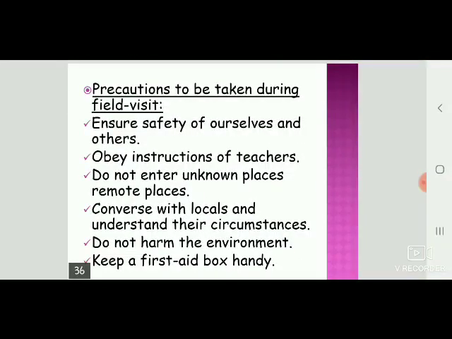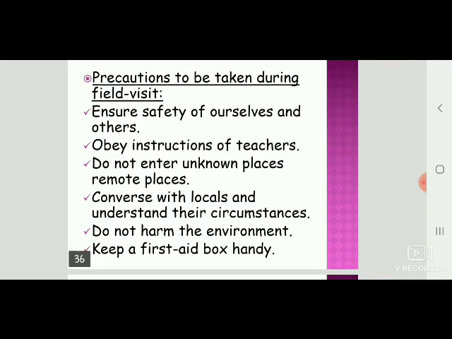Next, what precautions should be taken during a field visit? It is very important to ensure safety of ourselves and even others during a field visit. Secondly, you should obey the instructions given by the teachers. You should not go to unknown remote places alone. During field visit, you should try to understand the local circumstances by conversing with local people.